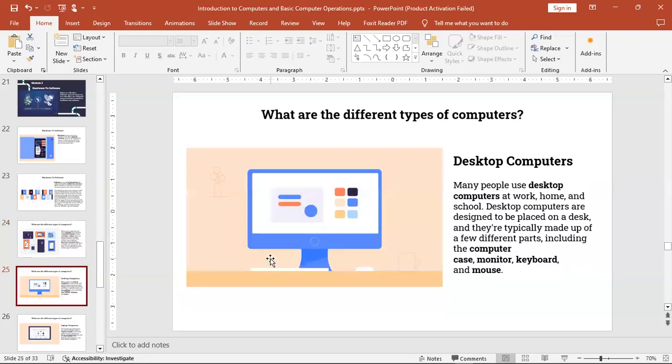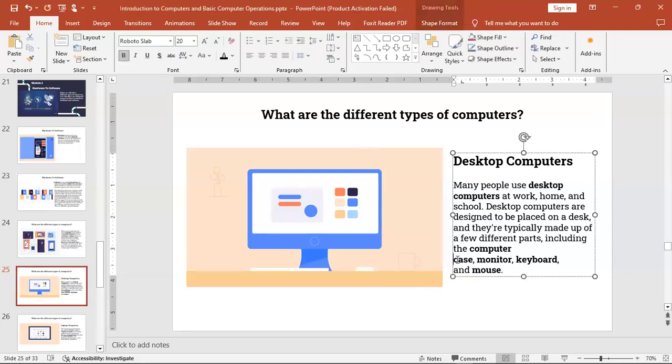So let's look at some types of computers in depth. The most commonly used computers nowadays are desktop computers. Many people use desktop computers at home and school. Desktop computers are designed to be placed on a desk, and they are typically made up of a few different parts, including the computer case, the monitor, keyboard, and mouse. I don't think I need to over-explain this. It's self-explanatory, right? Desktop computer.